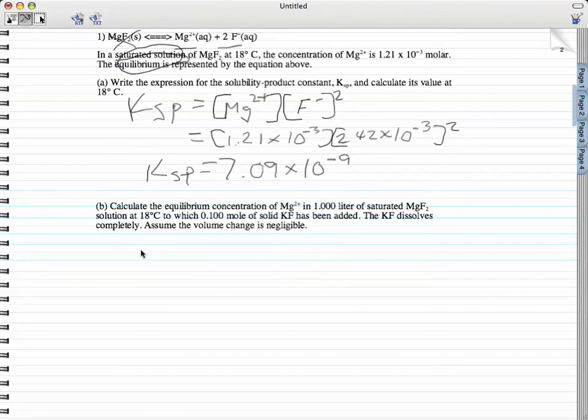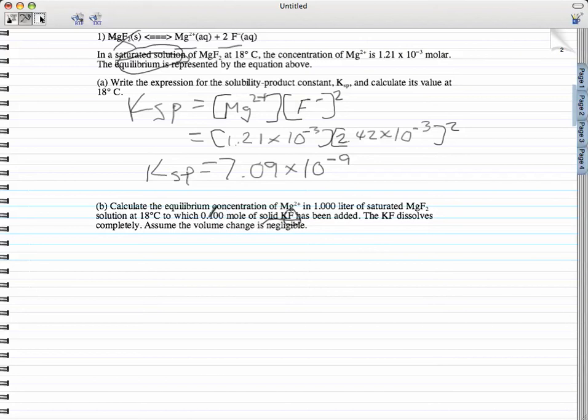Okay, so once we have our KSP, we can take a look at the next part. So this time what we're doing, we're trying to find an equilibrium concentration. In this case, we start with a saturated solution and we add some KF. And if we're adding KF, we're really adding this F minus ion to it. We don't really care about the potassium here.